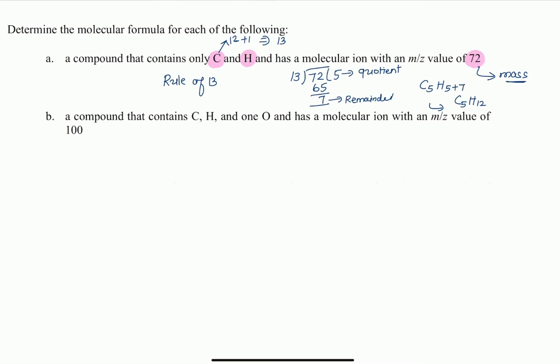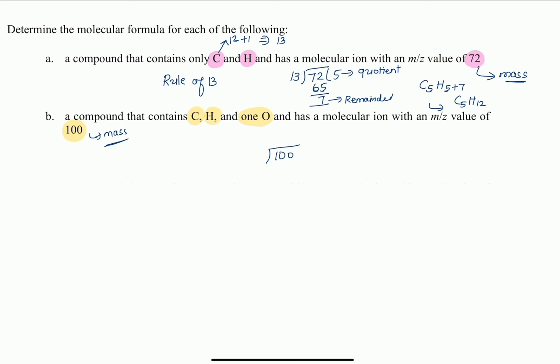Okay, so here we have a compound that has carbons, hydrogens, and also 1 oxygen. And this has a molecular ion with an M by Z value of 100. So this is going to be the mass of the compound. First, we are going to find out how many carbons and hydrogens are present in this compound. And then we are going to add an oxygen and subtract the amount of carbons and hydrogens that corresponds to that 1 oxygen. Okay, so let's do the rule of 13.